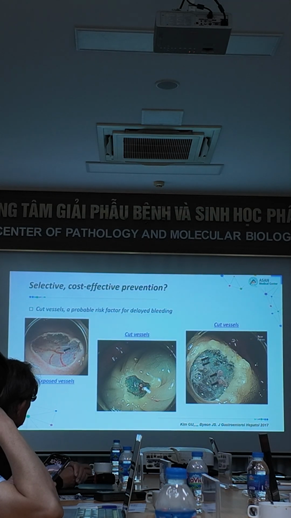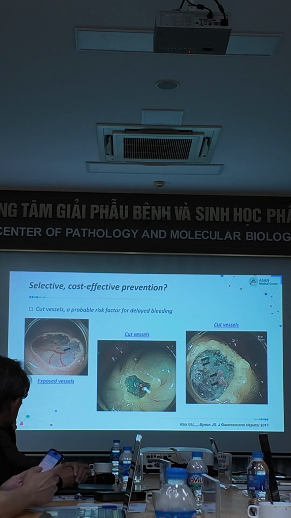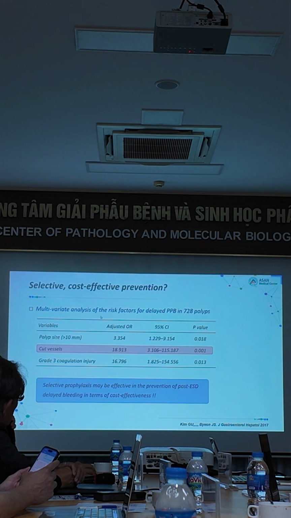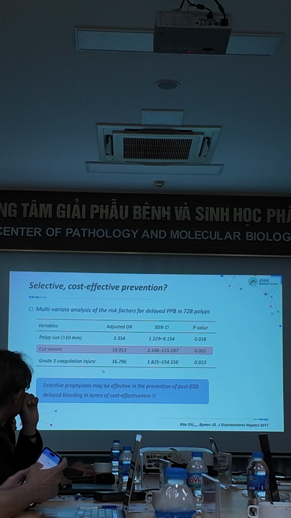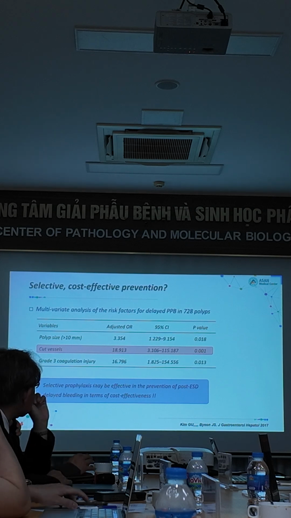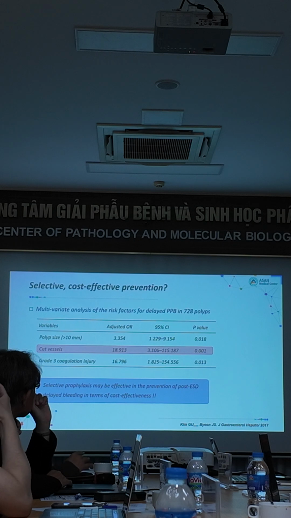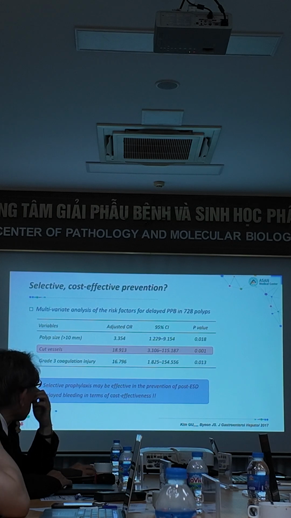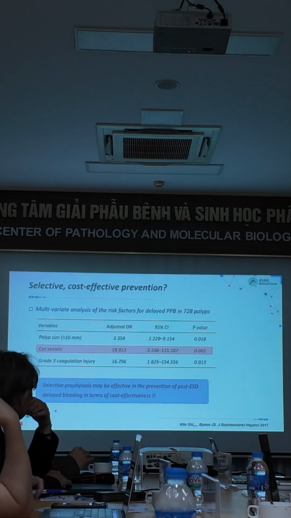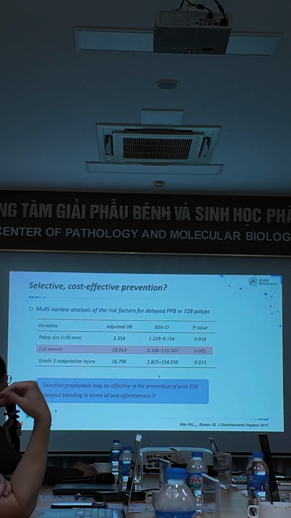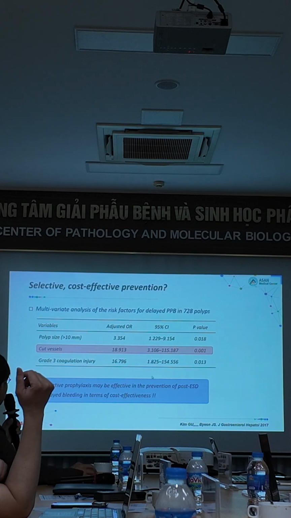There are two types of vessels. The first one is simply exposed vessels, and the second is like this figure shows here, cut vessels. So in my center, we analyzed the risk factors for delayed bleeding, and the cut vessel is a definite risk factor for delayed bleeding. So I think if you want more cost-effective prevention of delayed bleeding after ESD, we may consider not prophylactic clipping in all ESD cases, but selective coagulation for high-risk groups such as cut vessels.